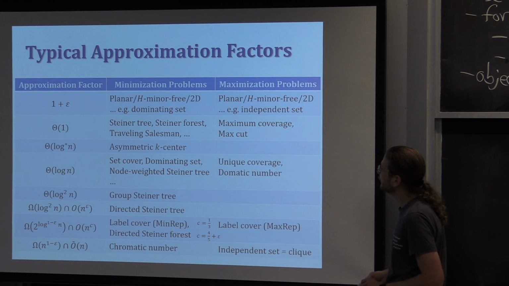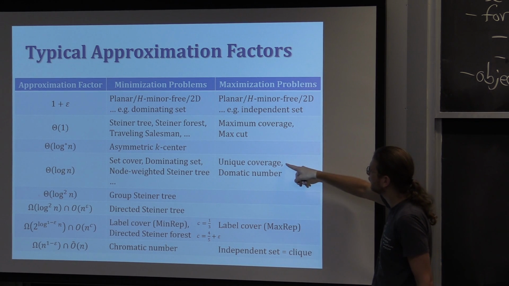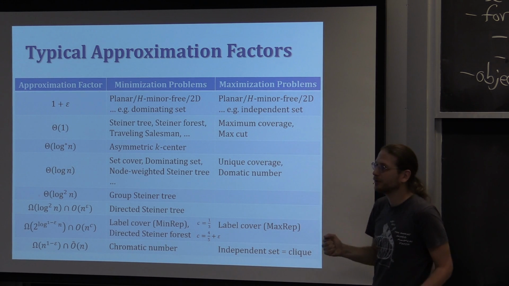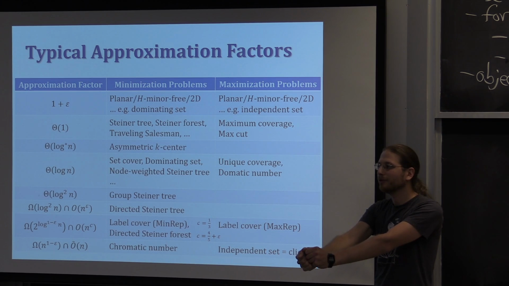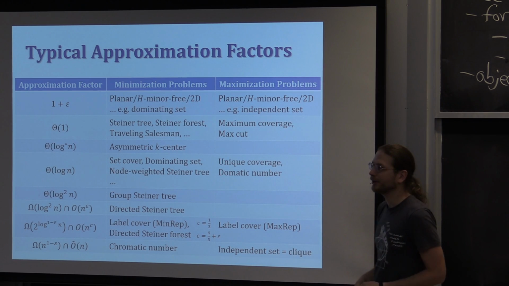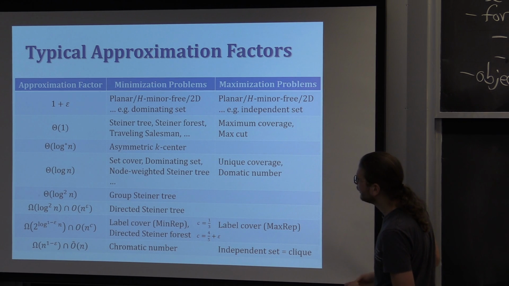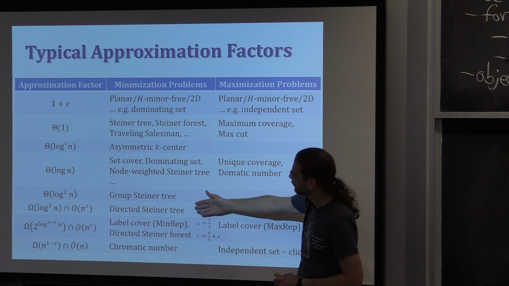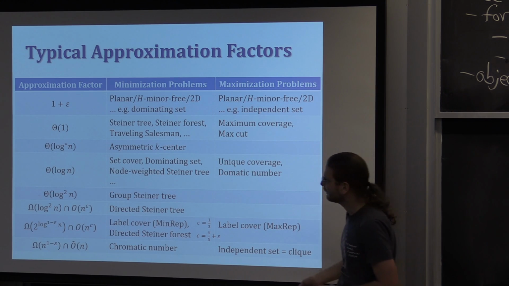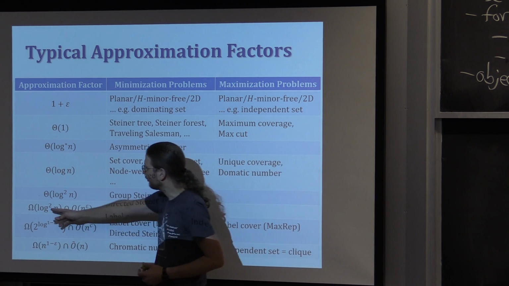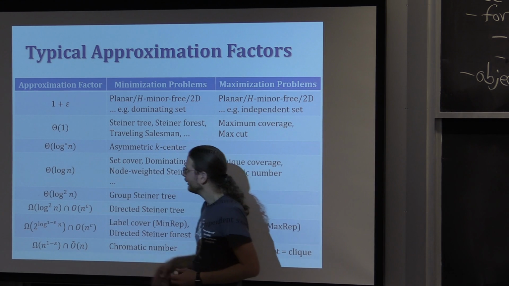Cool. But unique coverage, this is a result of ours. If you're trying to maximize coverage, but if you double cover an element, you no longer get points for it, that requires log n approximation. So I think I will leave it at that. Directed graphs are much harder, though it's not known exactly how hard. Here's an example of a big gap in what we know between log squared and n to the epsilon.